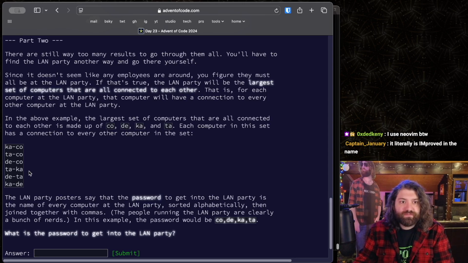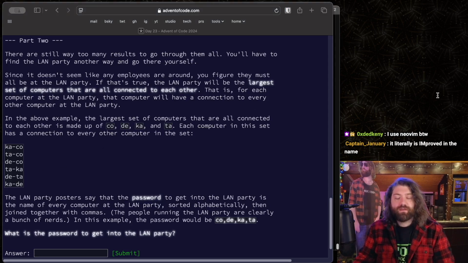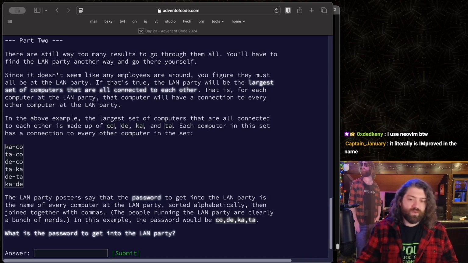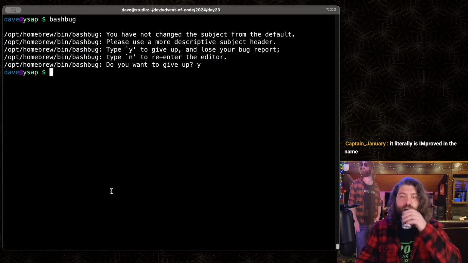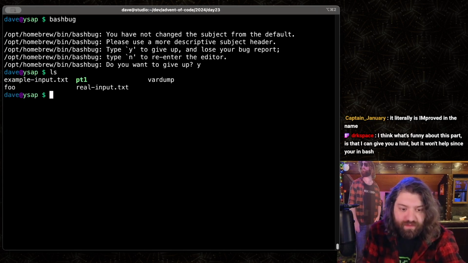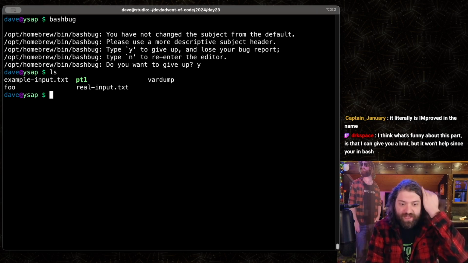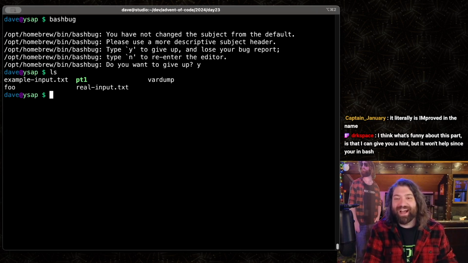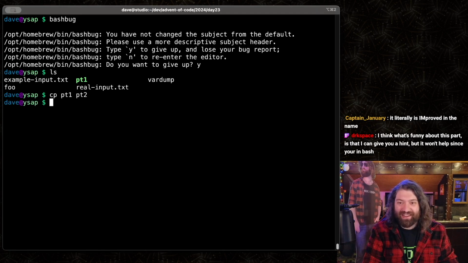So we went through and we found all the triples. I mean, this is a graphing problem. I think what's funny about this part is that I can give you a hint, but it won't help since you're in Bash. That's really funny. Don't give me the hint just yet. Even if it changes the way I think about it, I don't want to do that quite yet. But that's really funny if that's the case.